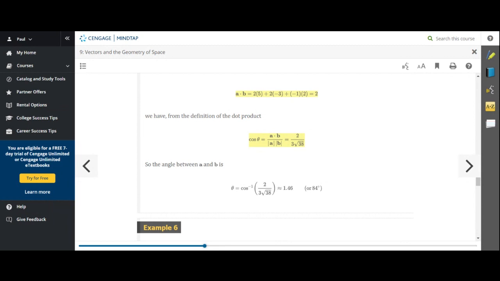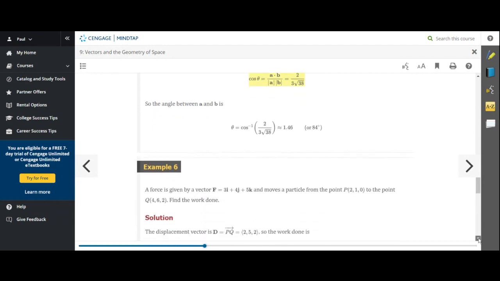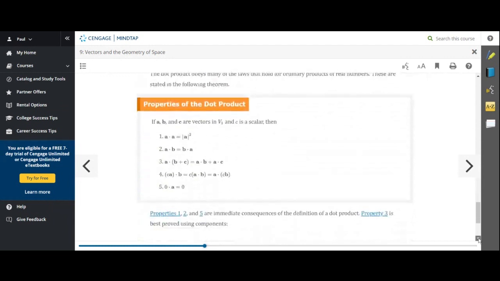Are there any questions on that? All right, well then, moving on, because hopefully you'll have a little time to work on your section 9.3 assignment. So moving on here.